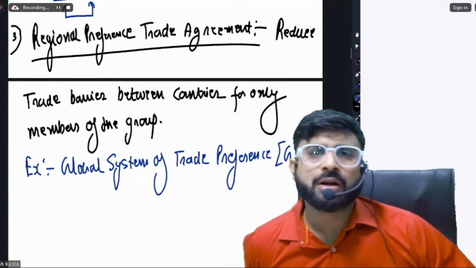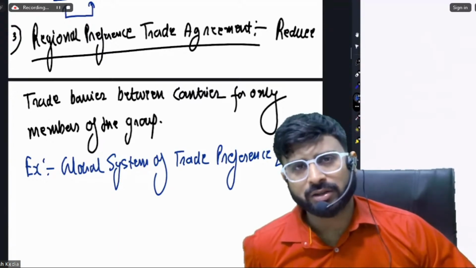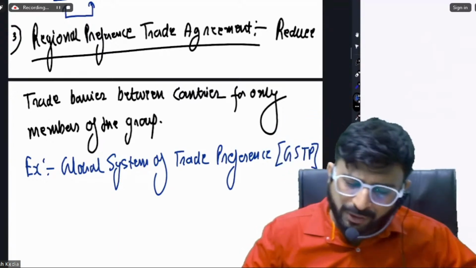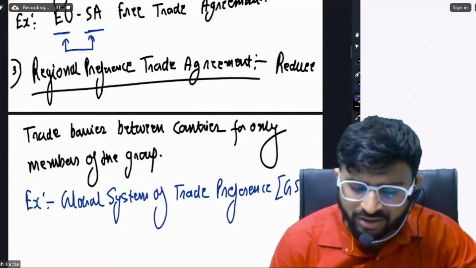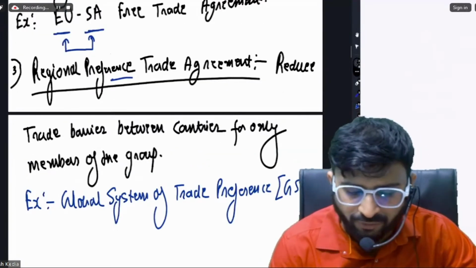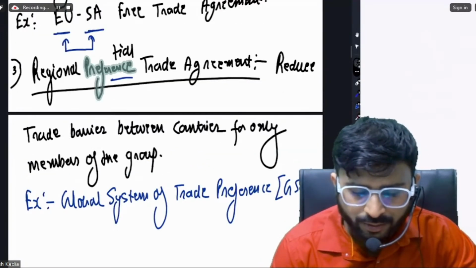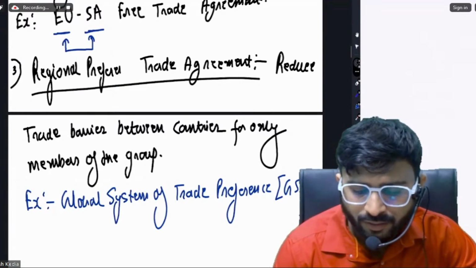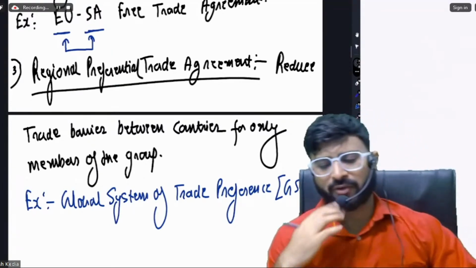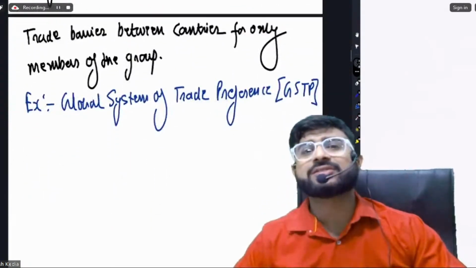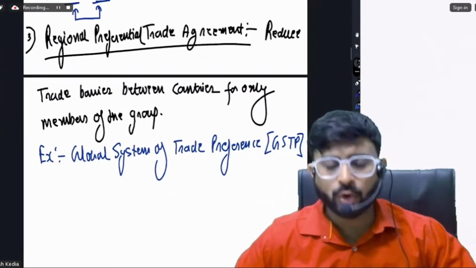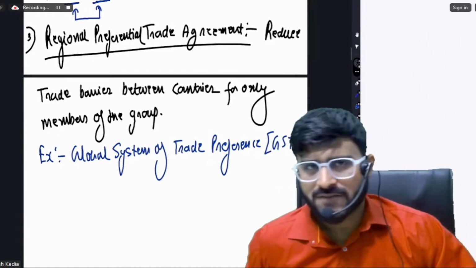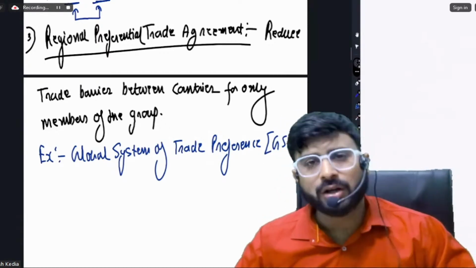That is regional preference trade agreement. You can say preference or preferential. Preferential is the better word. Regional preferential trade agreement. That's the third one. Done, sir? Yes, sir, done.